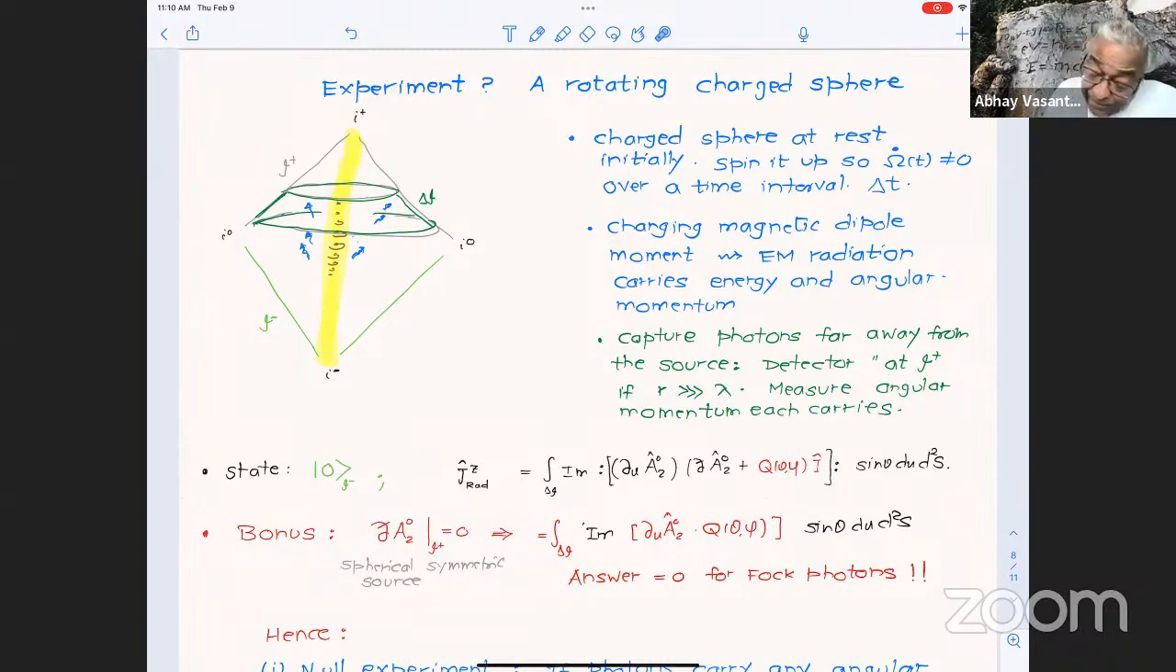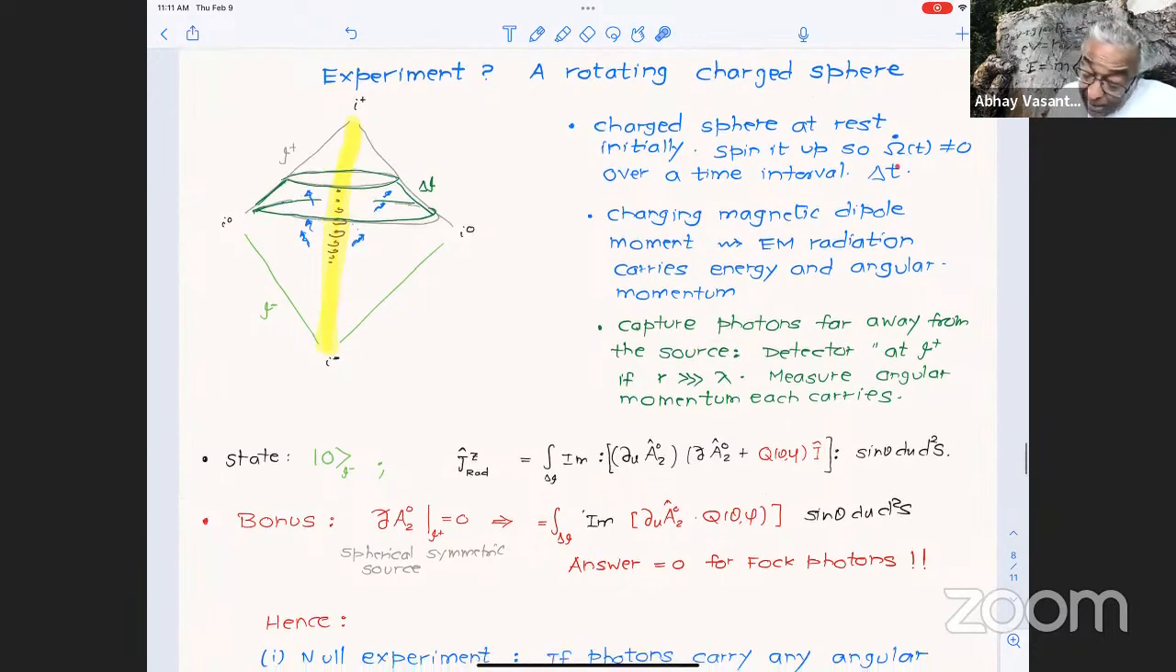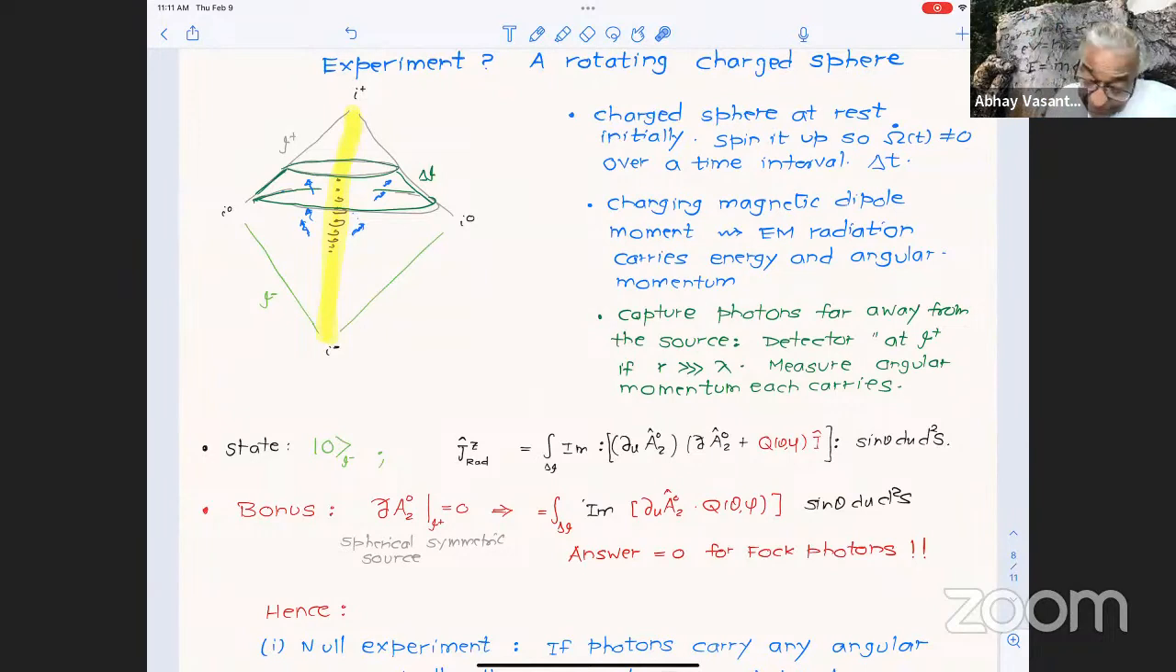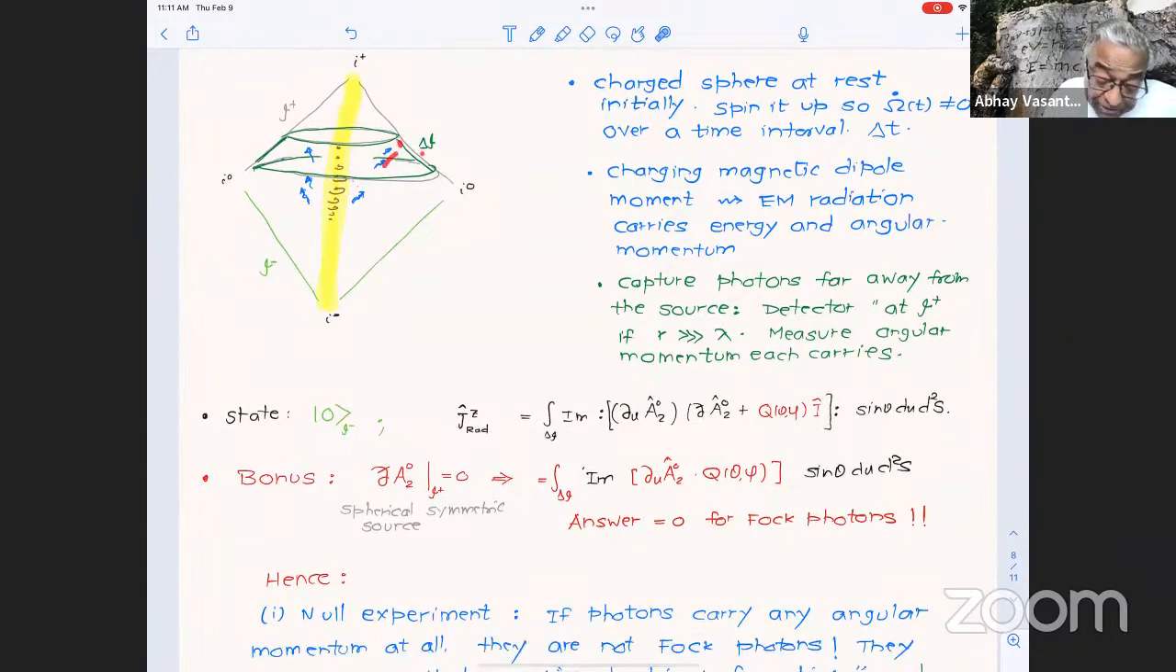So you look at the sphere which is at rest initially, then you spin it up so that the rate of change omega dot is not equal to 0. You spin it up so that it's accelerating, if you like, over some time interval, and then let it come to rest. Now this gives a changing magnetic dipole moment, and that sends out these electromagnetic waves. Then you can capture the photons that are emitted in the distant future.